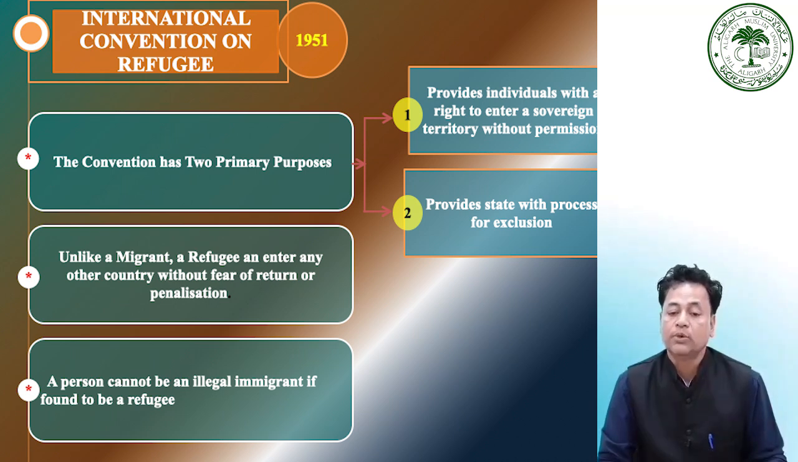This means that a person cannot be an illegal immigrant if found to be a refugee. So there is a difference between an illegal immigrant and a refugee. And if that country is a signatory to the convention of 1951, then the state is required to determine the person's status first, so that refugees are not wrongly punished. So the convention makes a clear distinction between illegal immigrants and refugees, and when you are a party to the convention, you have to make two different laws.